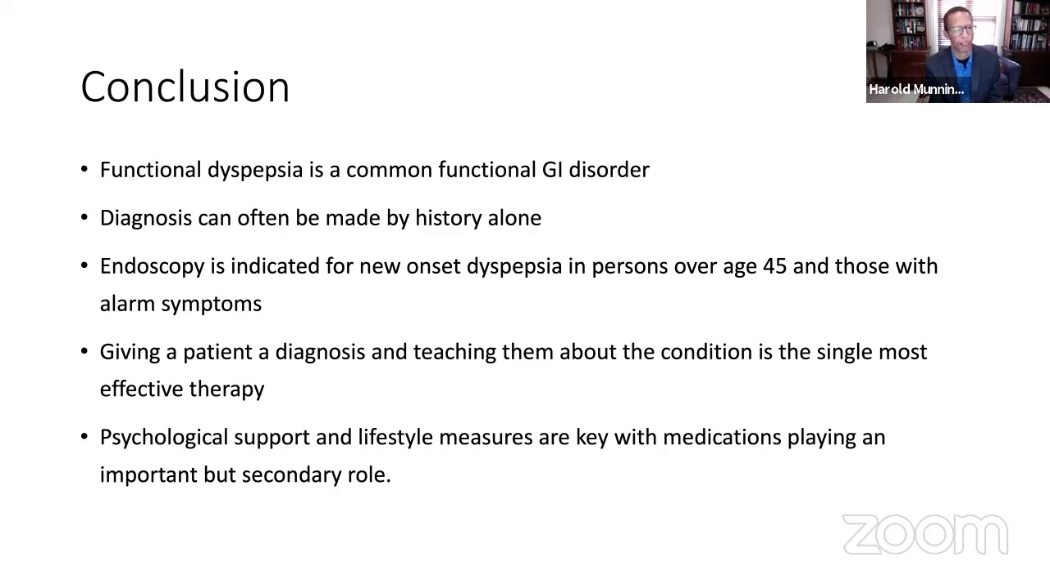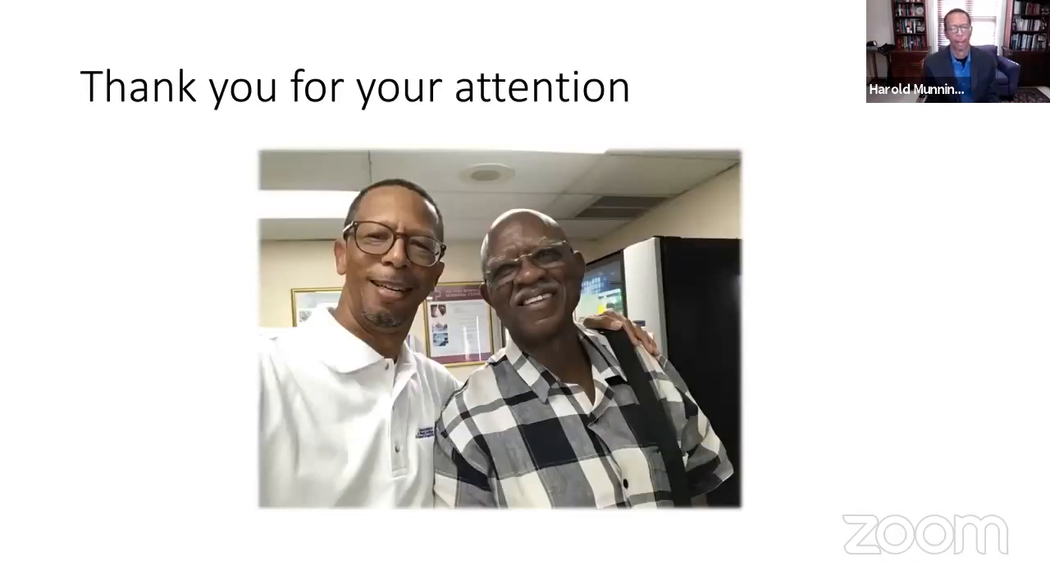So I'd like to conclude by saying that functional dyspepsia is common. Diagnosis can often be made by history alone. Endoscopy is indicated in persons who are 45 and over, and these symptoms are new, and in anyone with alarm symptoms. It's important to know that giving the patient a diagnosis and teaching them about the condition is the single most effective therapy. Everything else is support. Psychological support is a part of this, but there are lifestyle measures that are key, and medications play an important but secondary role. Thank you for your attention.